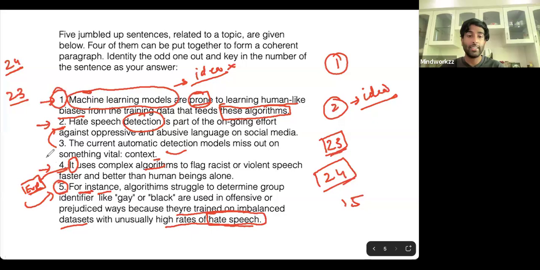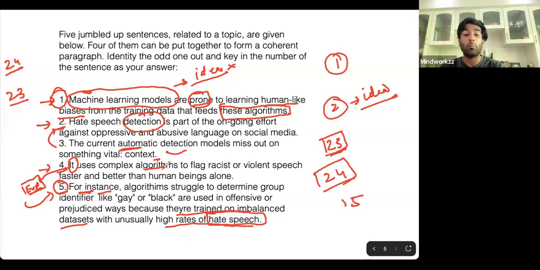So if you see sentence number 3, it tries to move you away from something, which is that the current automation detection models miss out on something vital, which is context. You might feel this is correct, right? That the algorithms struggle to determine group identifiers because they don't have context.